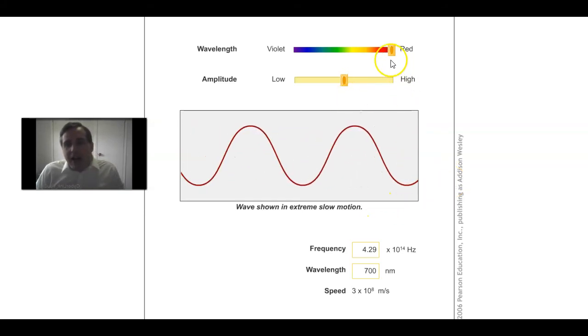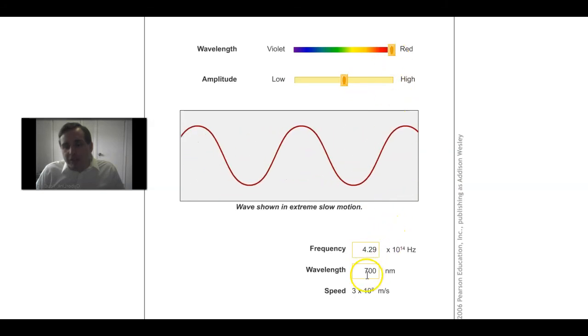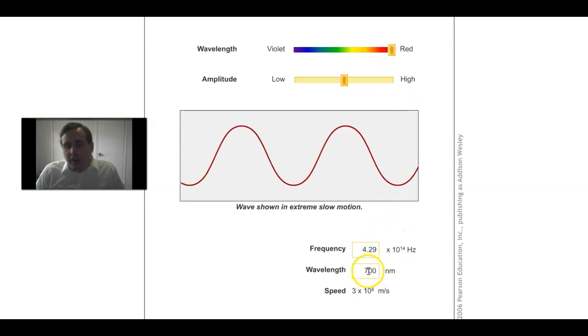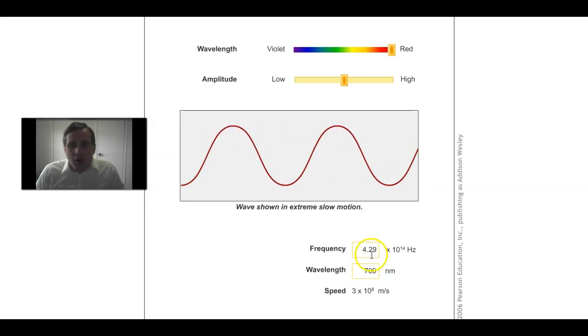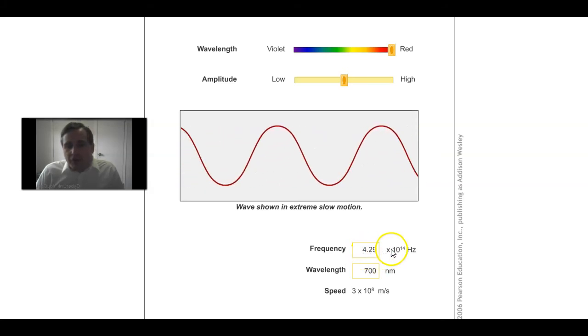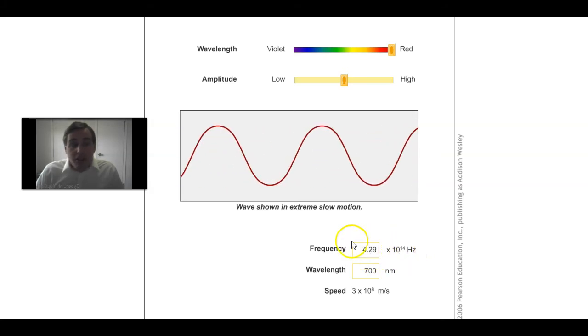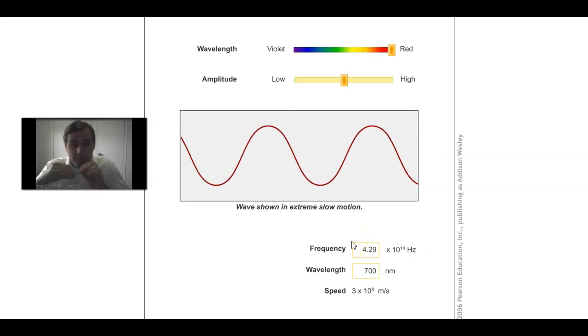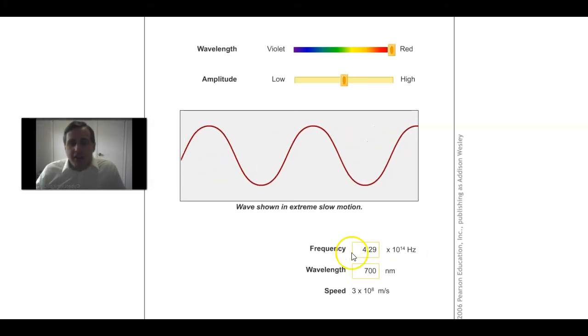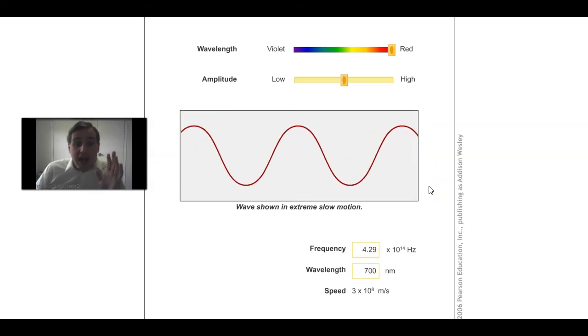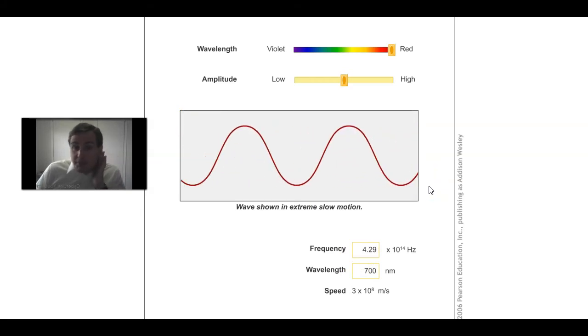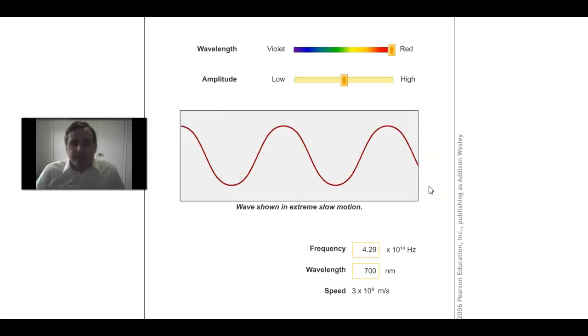Well, notice that when we're in the red part of the spectrum, we're close to 700 nanometers. That's 7 times 10 to the minus 7th meters. Notice that the frequency is about 4.29 times 10 to the 14th hertz. So think about how often electrons are vibrating up and down on the sun to produce visible light. By the way, the sun has its peak of radiation in the visible part of the spectrum.